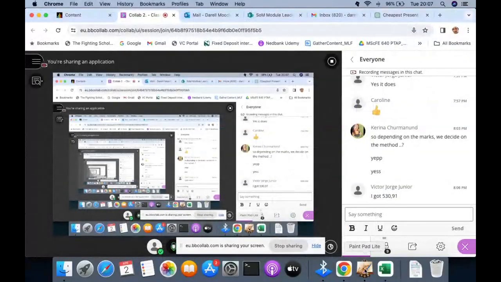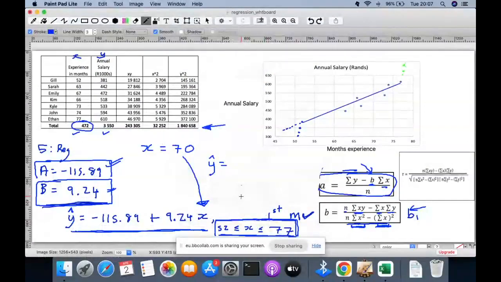530.91. Yeah. Anyone else get that? Is everyone okay with that? Before I move on, I'm not gonna just assume everyone's got the same thing. If you're struggling with that, just give me a heads up. But I want you to use this equation: minus 115.89 plus 9.24 times 70.